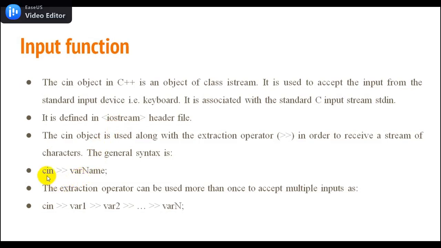First of all, we have to write Cin, then this double arrow. This double arrow is known as the extraction operator. This extraction operator is used to receive the stream of characters from the user with the use of the keyboard. Now, after this arrow, we have to write the variable name. The extraction operator can also be used to accept more than one input. The syntax will be like Cin, extraction operator, and then we can write multiple variables to accept the values from the user.